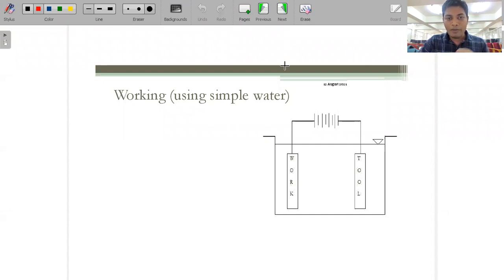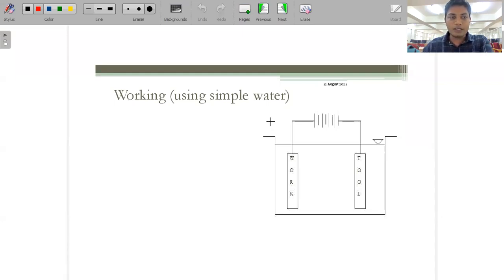So I am taking both examples. By the way, if I ask in the paper, I can ask for both, or if I do not mention that you have to write both, then you can write any one of them.